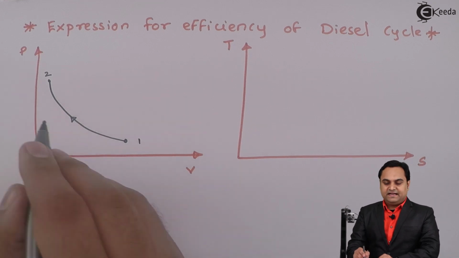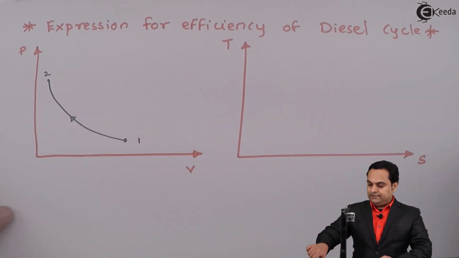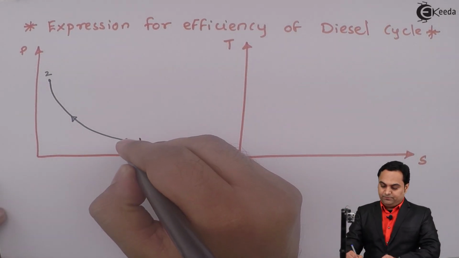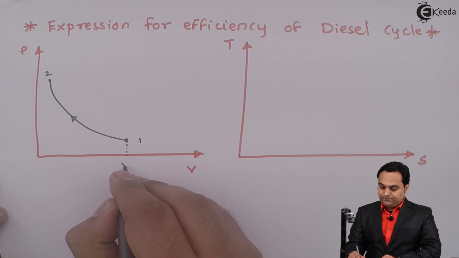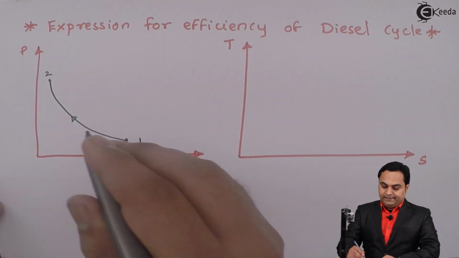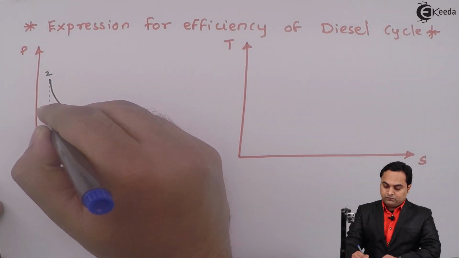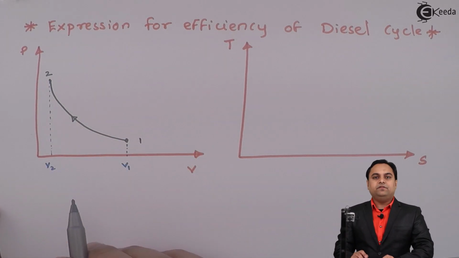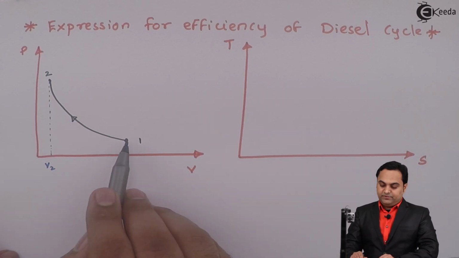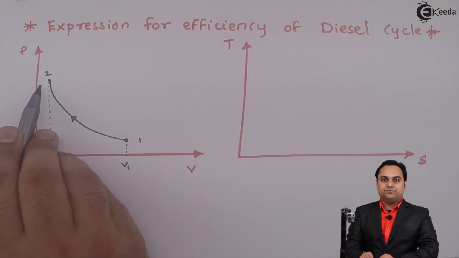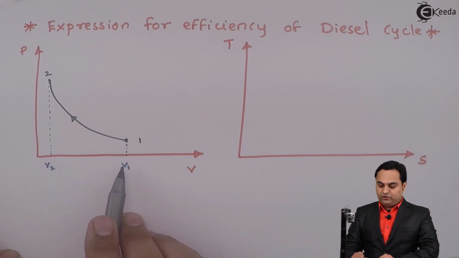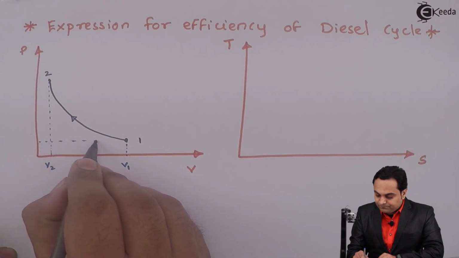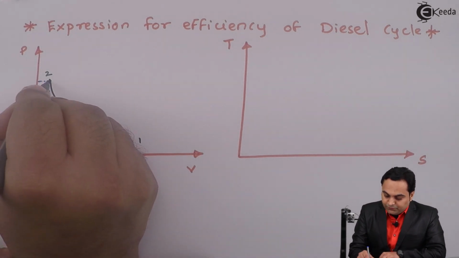Now this indicates isentropic compression, and as we see in this diagram, during the compression process at point number 1 the volume V1 is more, at point 2 the volume V2 is less. It means during the reversible adiabatic or isentropic compression process, volume decreases from V1 to V2 but pressure increases from P1 to P2.